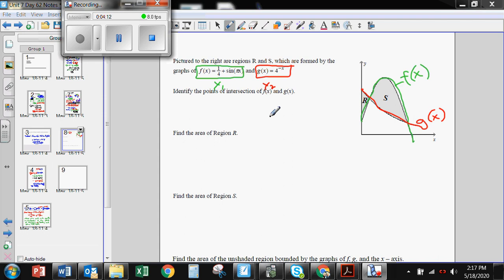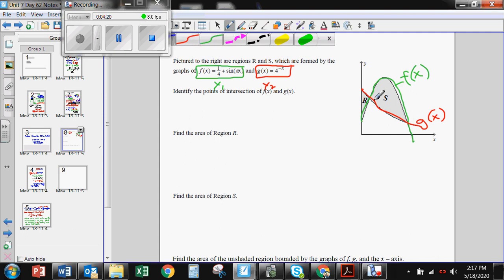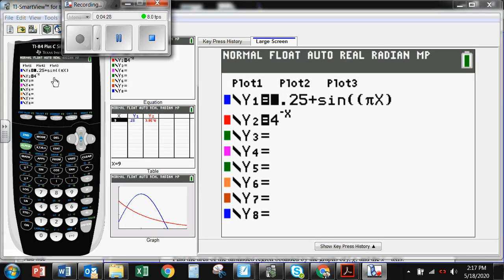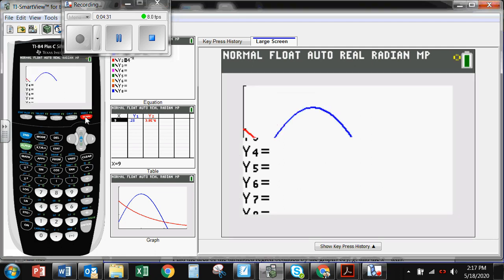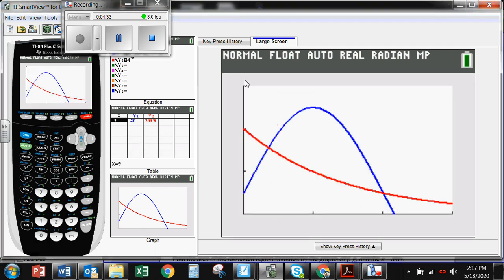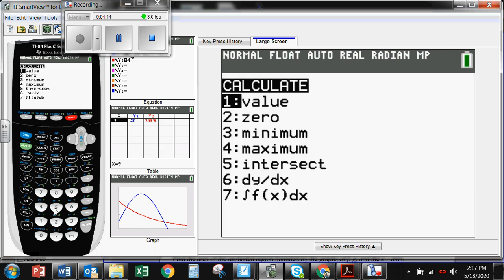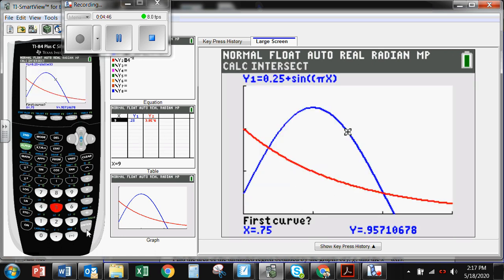Identify the points of intersection of f of x and g of x, and hopefully we see that there are 2 points. We're going to use our calculator to solve these in a second, to find right there and right there. So I have my 2 functions in here, and when I graph them and change the window to 0 to 1.5 on both, it looks pretty close to what's in the graph. Now let's find the intersection. Second calculate, choice 5. I only have 2 curves on here, so first curve, second curve.